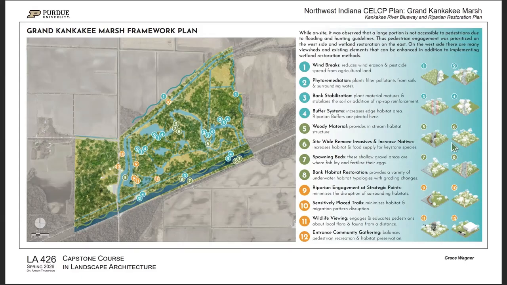And then looking at the rest of the toolkit that I have here, created in these axons, the blue ones are talking about improving water quality through windbreaks, phytoremediation plantings, bank stabilization through two-stage ditches, or adding riprap reinforcement in addition to a more vegetated buffer system. And then looking at habitat quality by introducing woody material into the streams, the site-wide removal of invasives and increase of natives, introducing more spawning beds in those shallow areas along the river, and also including bank habitat restoration.